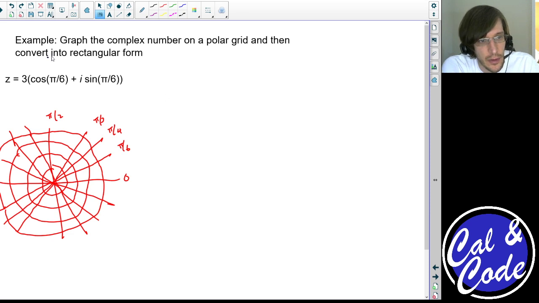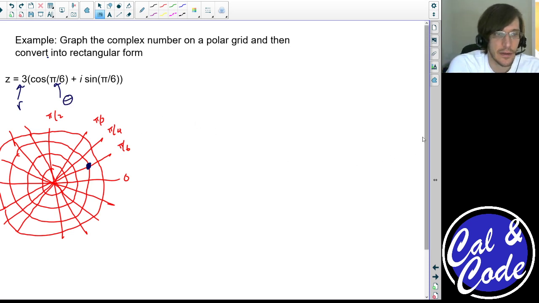So go to pi 6 and out 3. 1, 2, 3, boom. That is where this thing is. Super easy to draw because I know that's basically the radius and that's the angle. Right? So it's very easy to draw these. It's also easy to convert. Okay?